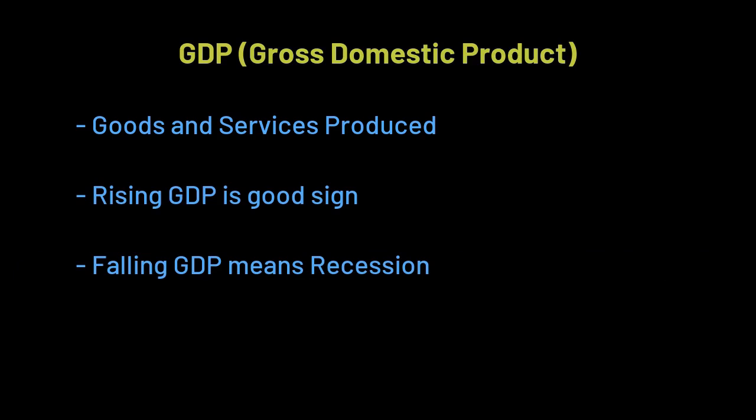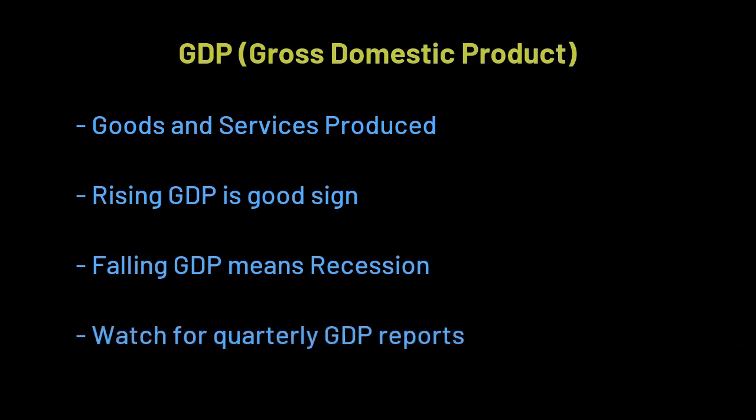So, how can you use GDP to predict market trends? Watch for quarterly GDP reports. If they come in higher than expected, it's often a bullish sign. On the other hand, lower than expected GDP can be a red flag for potential downturns.